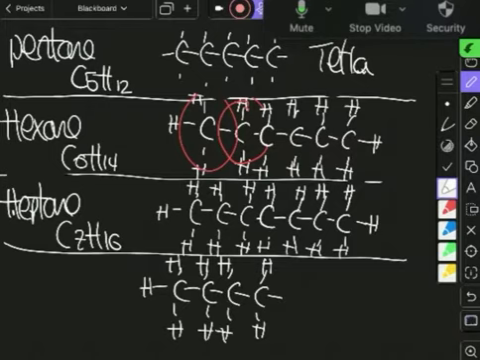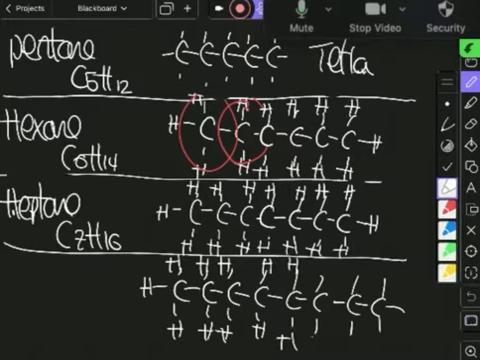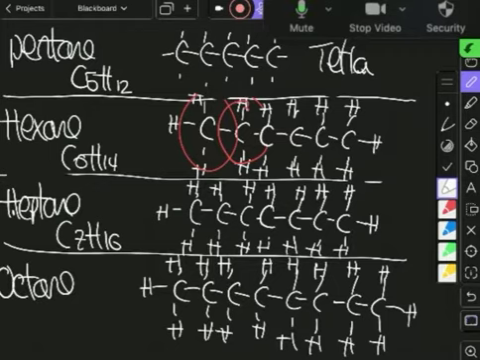And the last one then is going to be oct. 1, 2, 3, 4, 5, 6, 7, 8. So then this is octane. It'll be the biggest one you'll have to draw, and it's going to be C8H18. Okay, all tetrahedral in geometry.